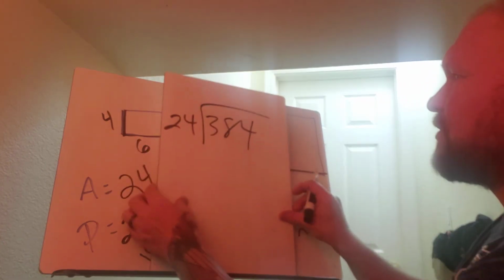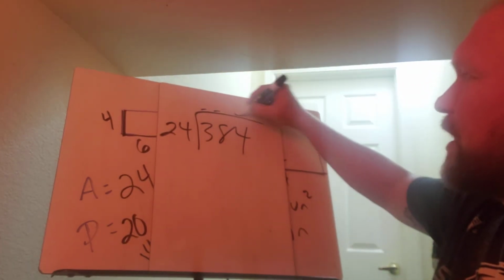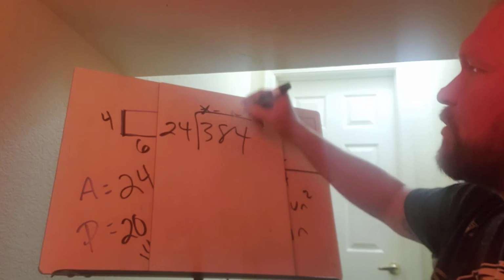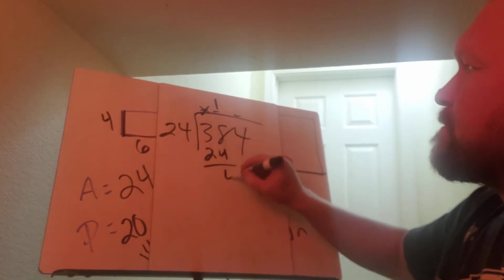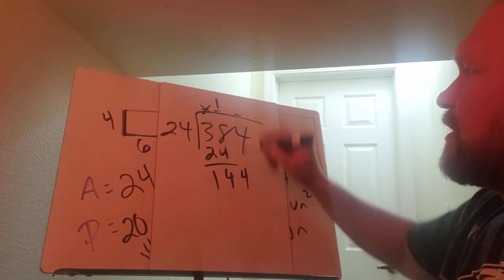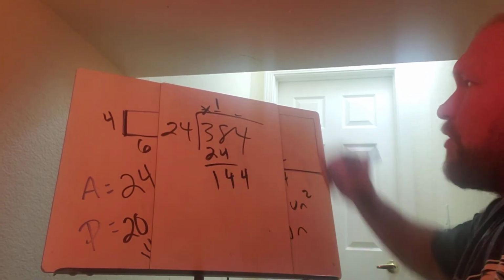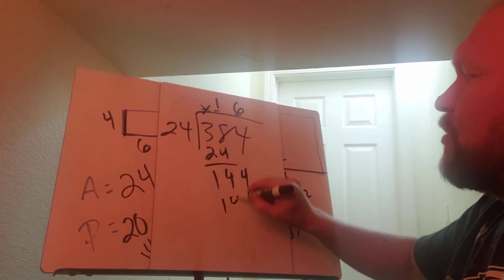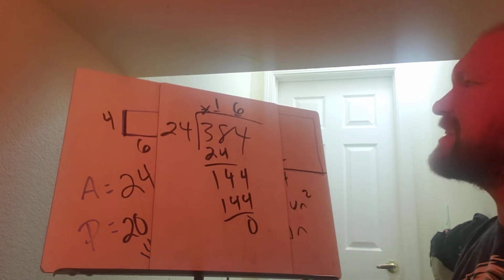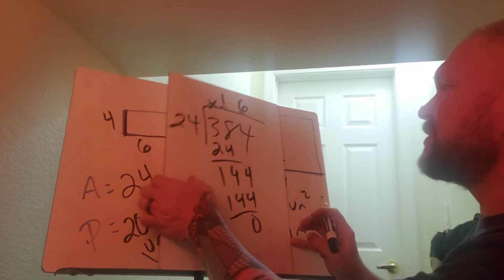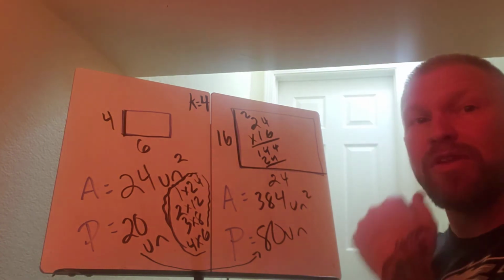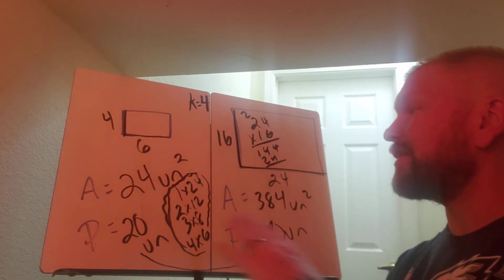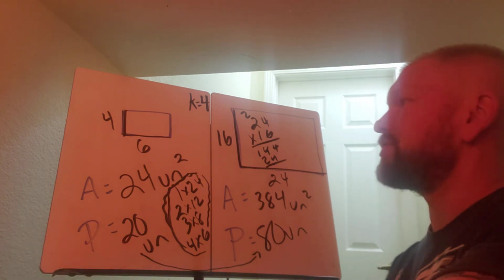So let's see, how many times larger did it get? 24 into 3, no. 24 into 38 goes 1 time. That's 24. 24 into 144 goes 6 times, and there's no remainder. It got 16 times bigger. So the answer was the perimeter gets 4 times larger. However, the area gets 16 times larger.